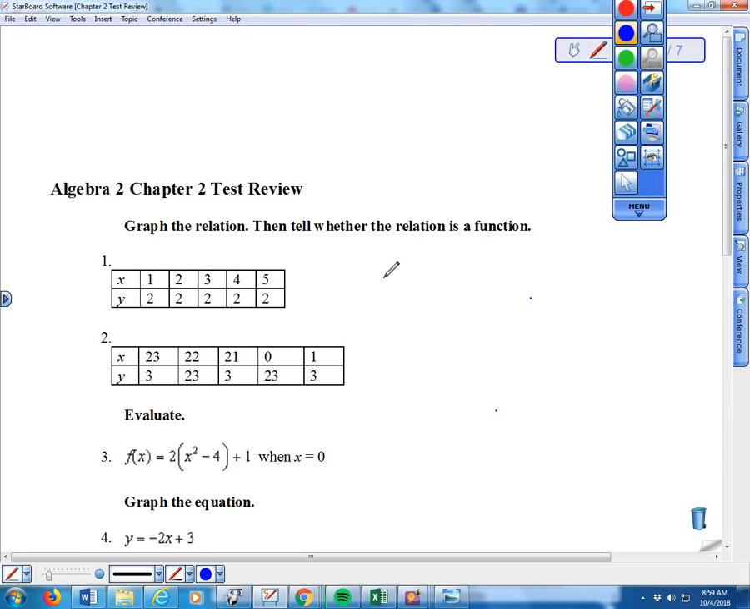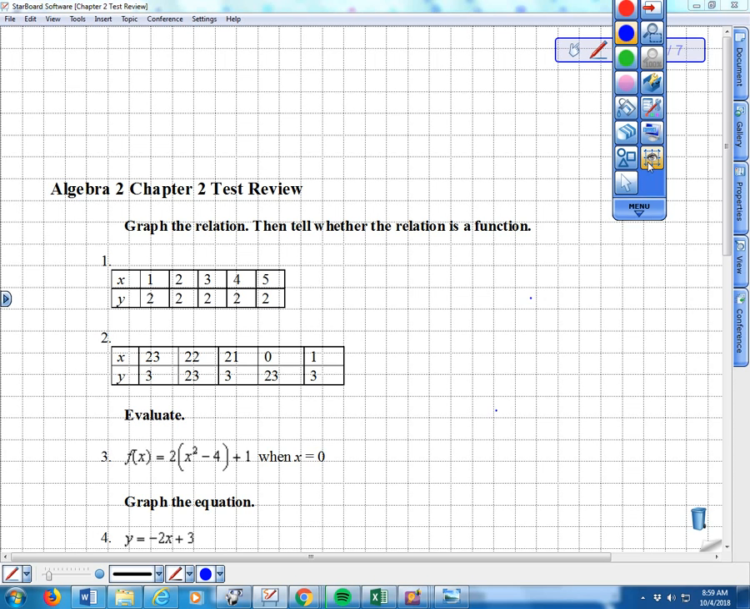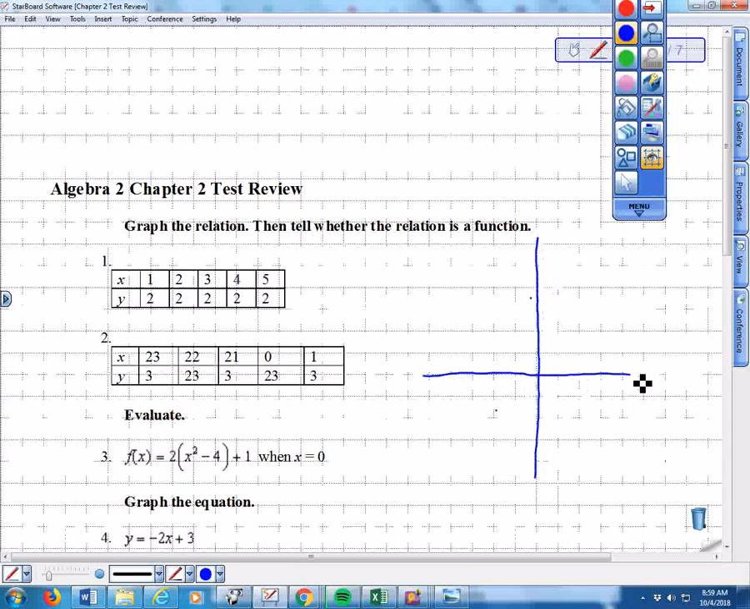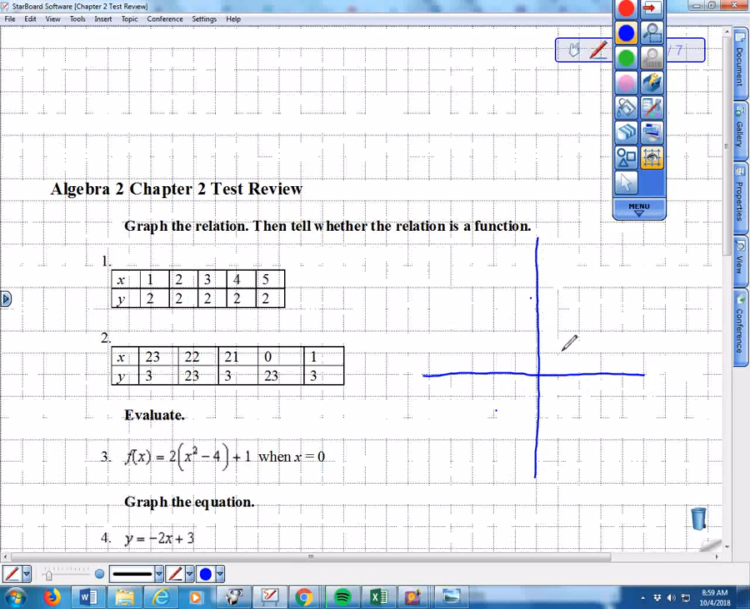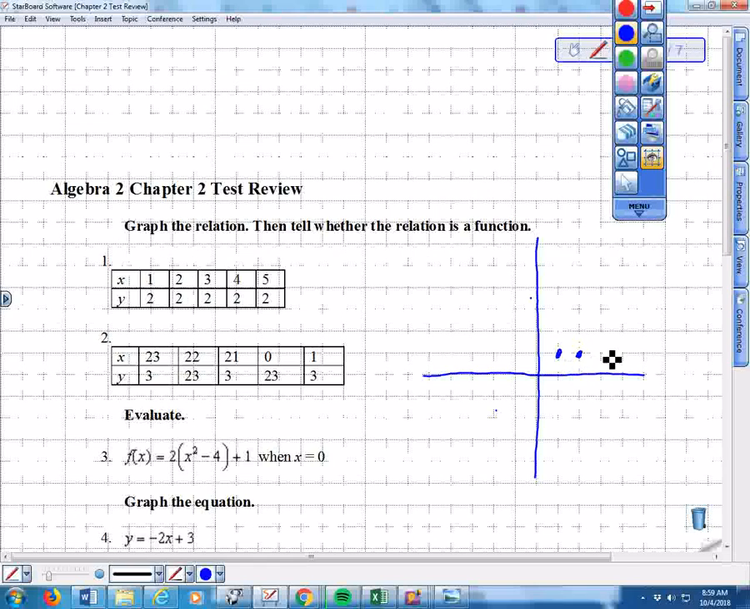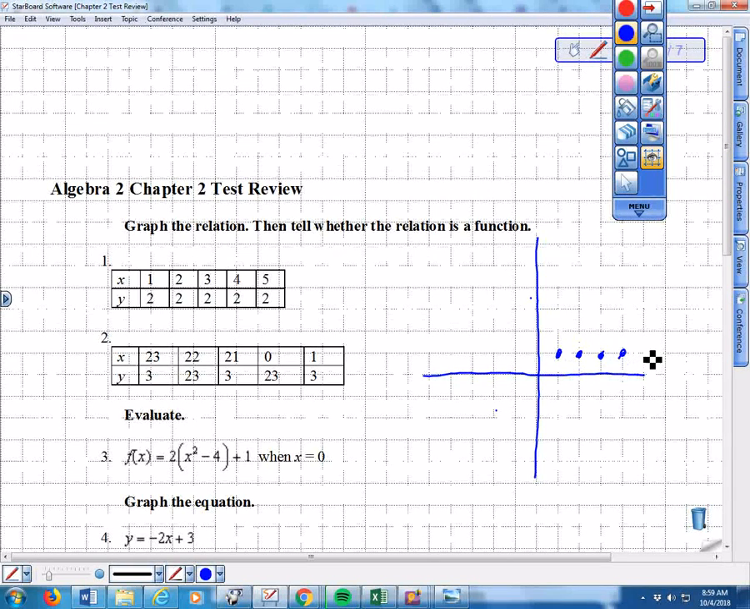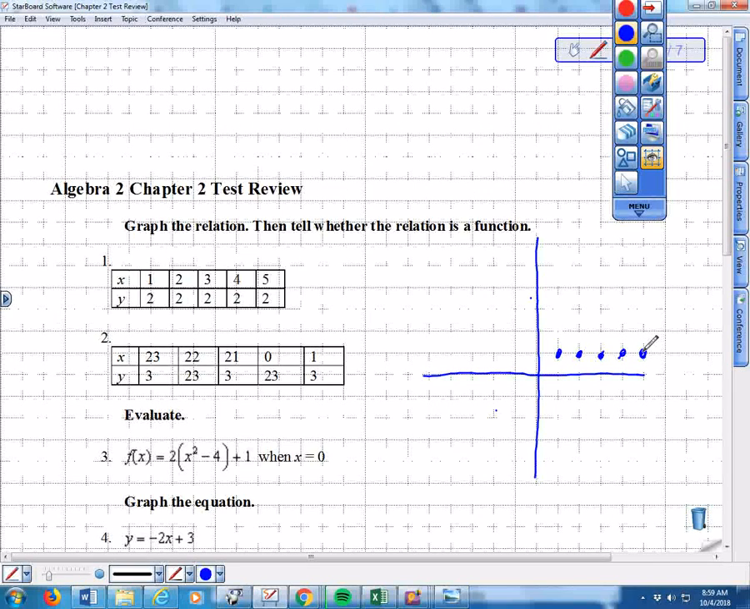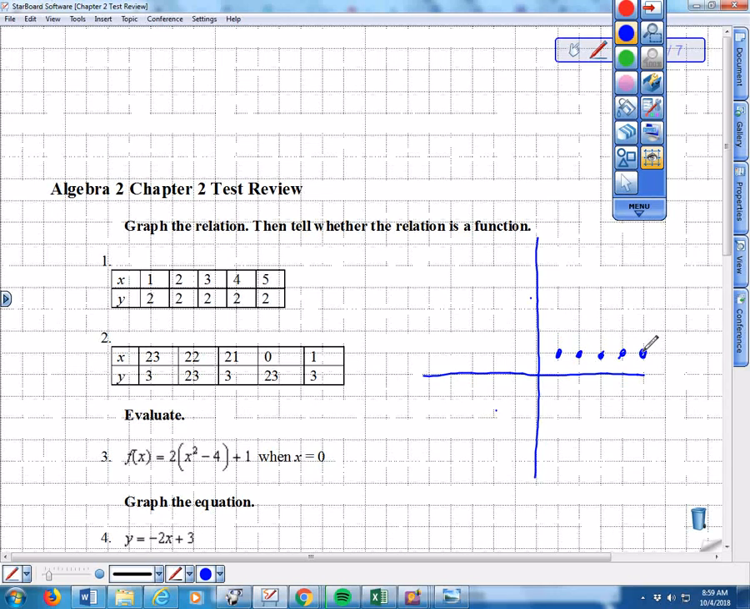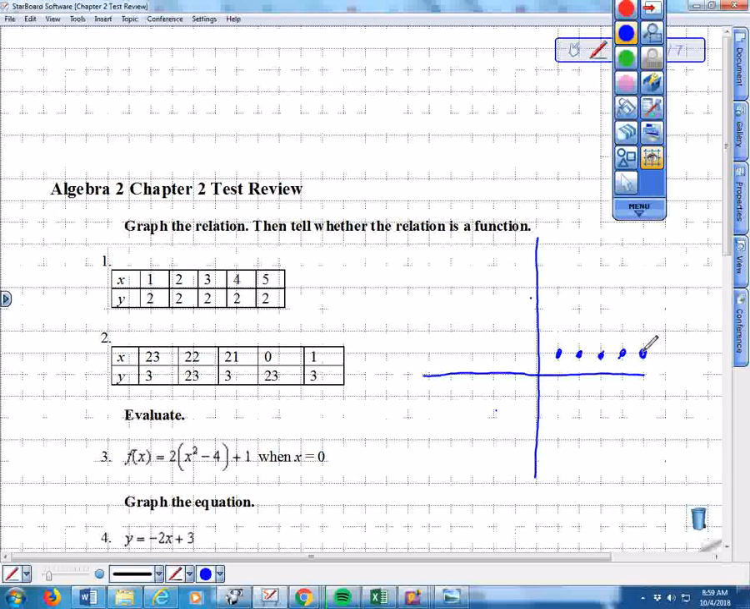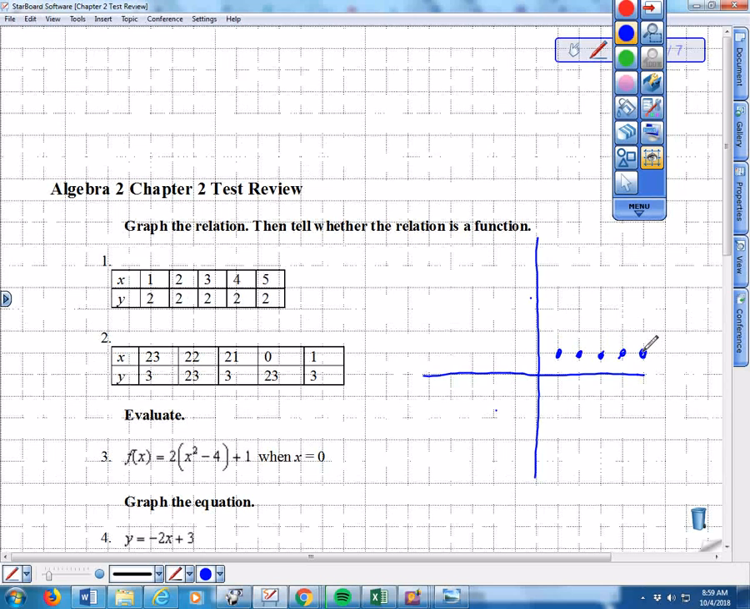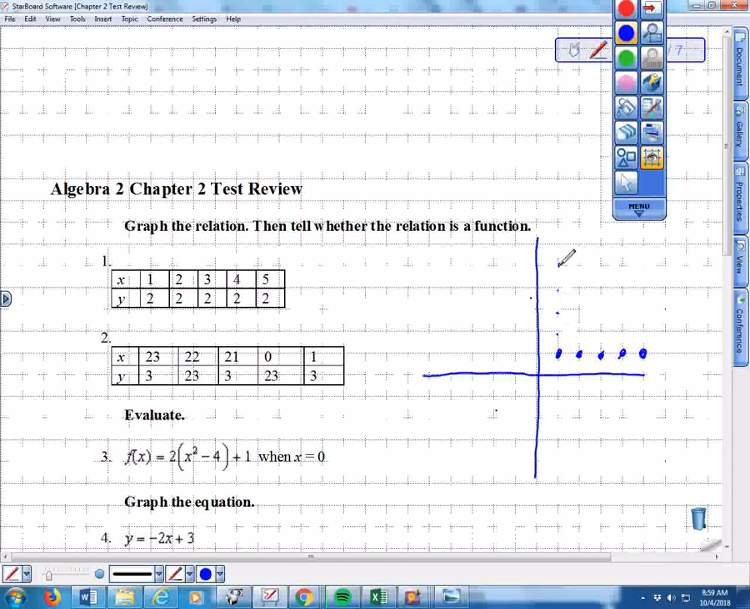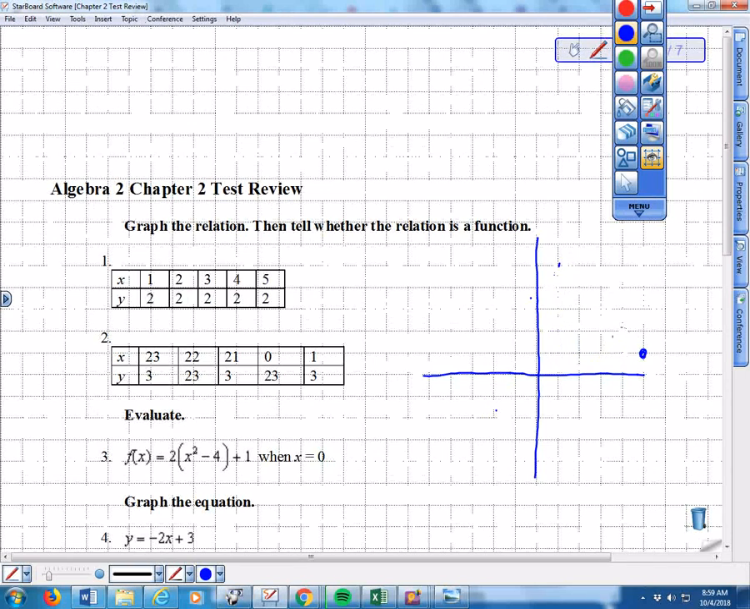Okay. So this first question says, graph the relation. So I have (1, 2), (2, 2), (3, 2), (4, 2), and (5, 2). That's the graph, and then I'm supposed to tell whether it's a function or not. Well, it is, because there's not a vertical line that would pass through more than one point. Right? If these points were all this way, where they were up this way, it would not be a function. Okay? So that one is a function.